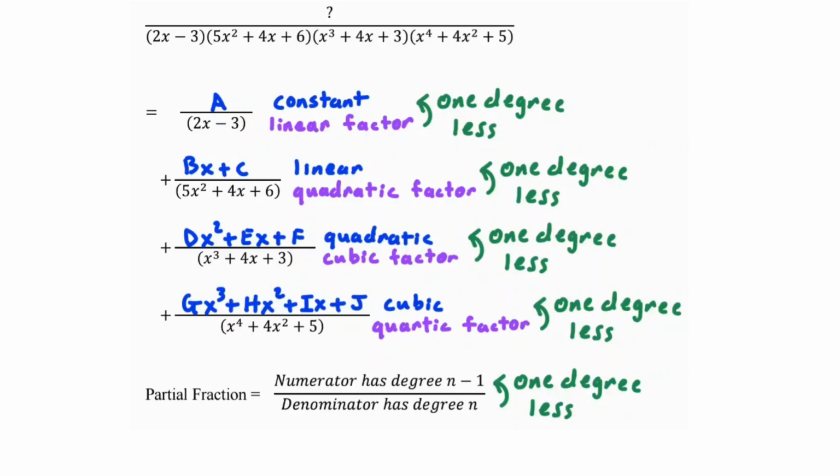So for a constant, a is not going to equal 0. For a linear, b and c, one of them could be equal to 0, but not both. For a quadratic, d, e, f, one or two of them could be zeros, but not all three. And for a cubic, g, h, i, and j, 1, 2, or 3 of them could be equal to 0, but not all 4. So let's look at a linear. If b is 0, then you just have a constant. The main idea is the numerator is at most 1 degree less than the denominator.